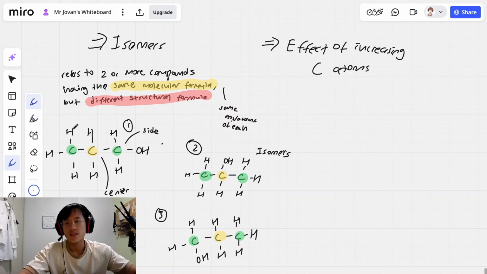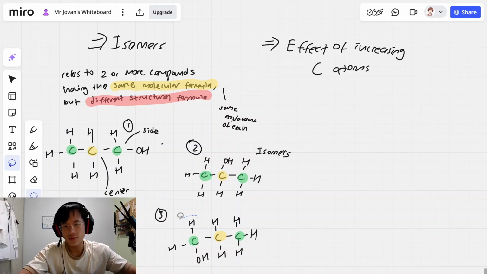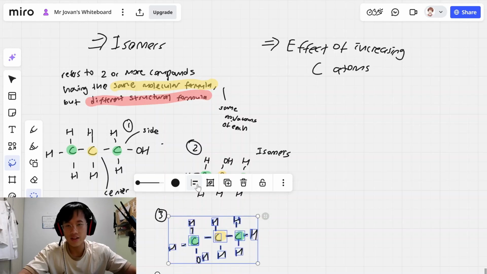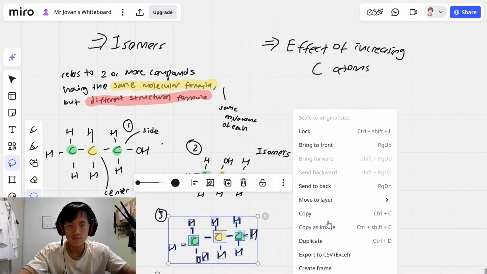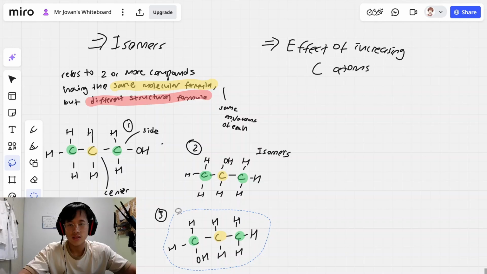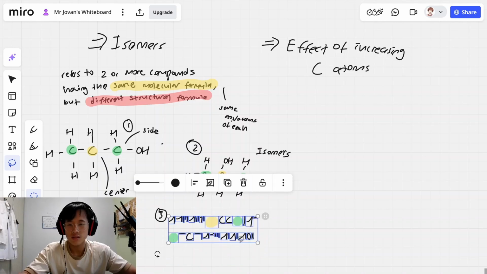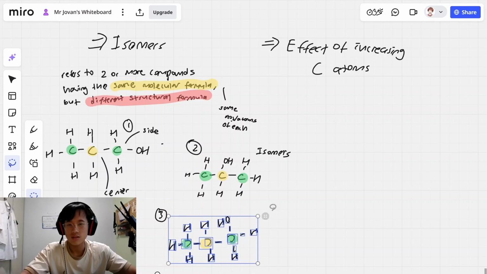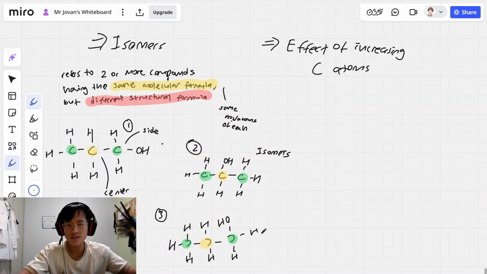I label my center one. This OH is connected to the side one, similar to the first one. Okay, but you're telling me, wait, this one's on the right and this one's on the left? Okay, you must know that these things can flip. So if you turn this, now they're on the same side. Okay, but you're telling me, wait a minute, aren't they still different? This one's on the right, this one's on top. No, they are the same.